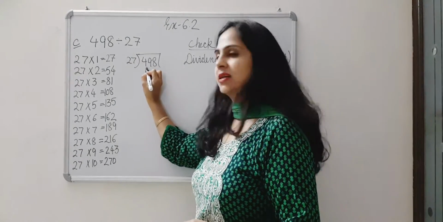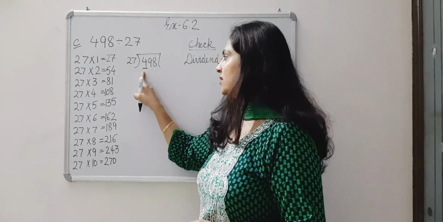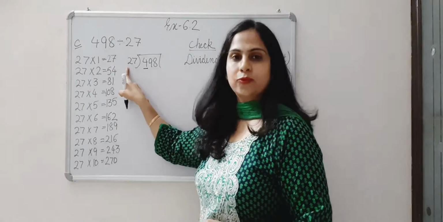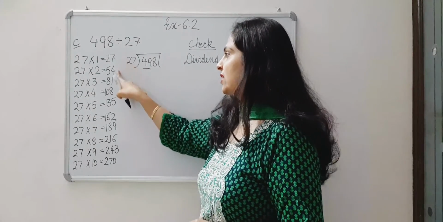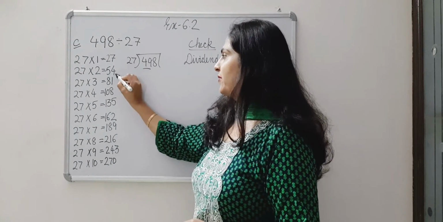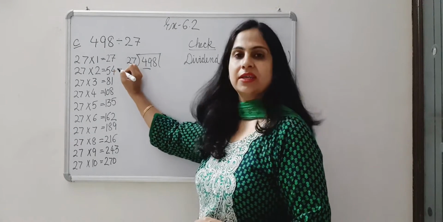Again, let's take the hundreds digit. This is 4. We cannot divide 4 by 27. So we have to take 2 digits, 49. Now see which is nearer. 54 is nearer and 27 is nearer.